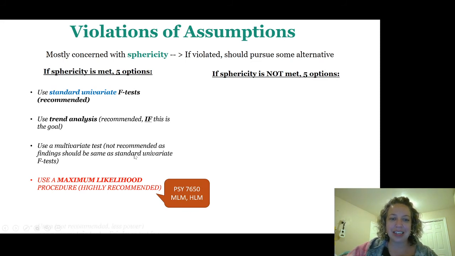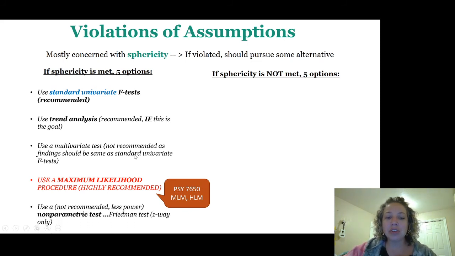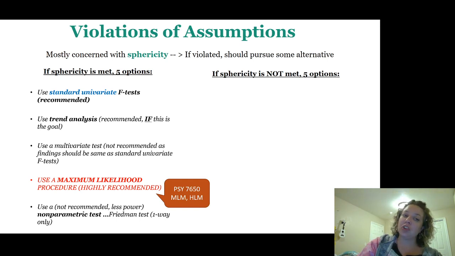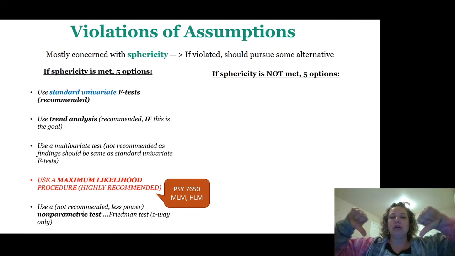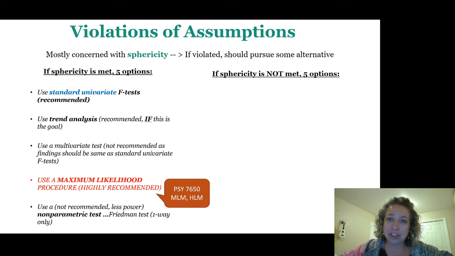There's another plug. And you can also, it's lower power, but you can use a non-parametric test like Friedman's test, which we're not going to dive into, but there are some of those. So that's what you can do if you have sphericity met. Yay! What if sphericity is violated? Boo! What if your Mauchly's test says, hey, dude, you got a problem?